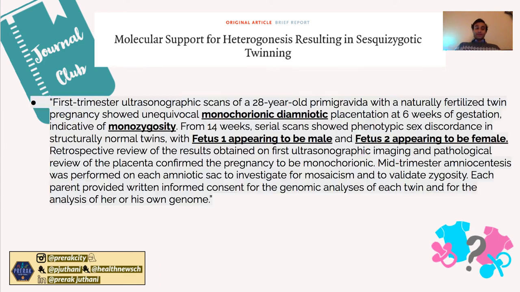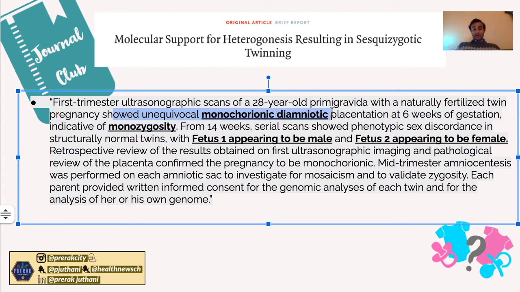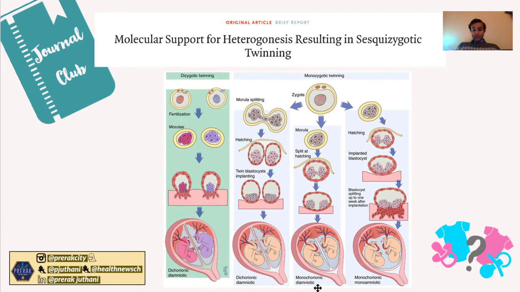So now let's jump into this case. In this case, a woman was pregnant, and first trimester ultrasound showed a 28-year-old female who had a monochorionic diamniotic placenta at 6 weeks of gestation. So that kind of makes you think monochorionic diamniotic, kind of here. So that's what made them think that this was a monozygotic twin, because there was one chorion.